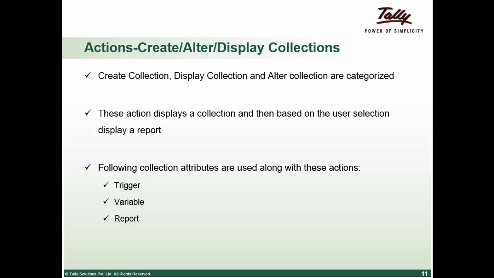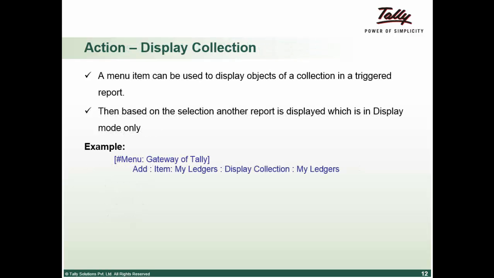And to do that, there are three new attributes introduced at collection level. We have trigger, variable and report. So now let us just write a report on this. We will make use of this action, display action, and we will display collection, and we will try to fetch the list of ledgers, right?